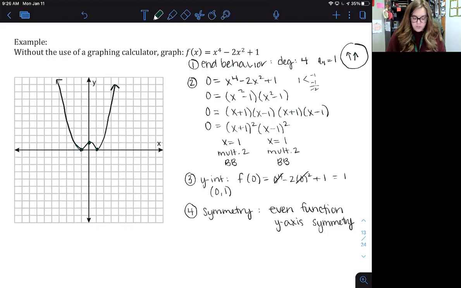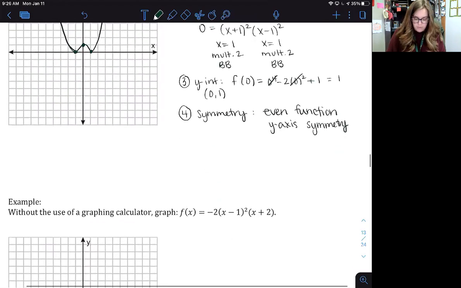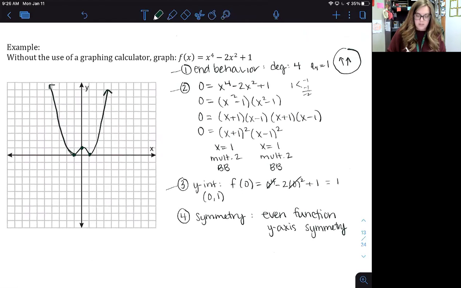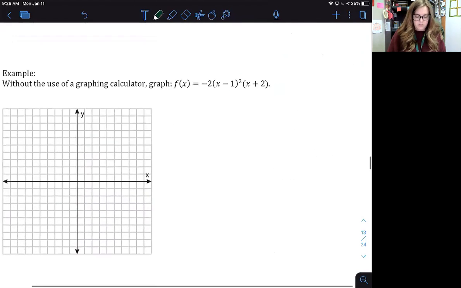So now I want you to try this second example. At least try to answer these 4 parts: end behavior, zeros, y-intercept, and the symmetry. Okay, and try sketching the graph and see what you get for this last function.